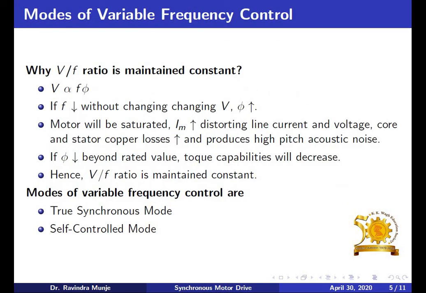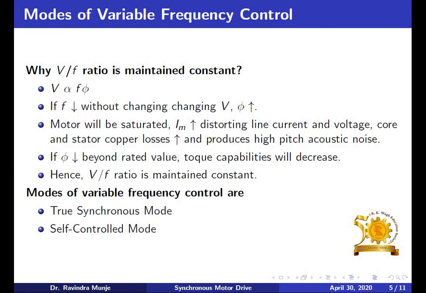Then we have seen why V by F ratio is maintained constant. If V by F ratio is not maintained constant, if F decreases, then flux will increase, and the increase in flux will increase the magnetizing current, and it will result in losses, stator copper losses and core losses, and will produce high pitch acoustic noise. Whereas if frequency increases, the flux will decrease beyond rated value and the torque capability of the motor will decrease. Hence V by F ratio is maintained constant.